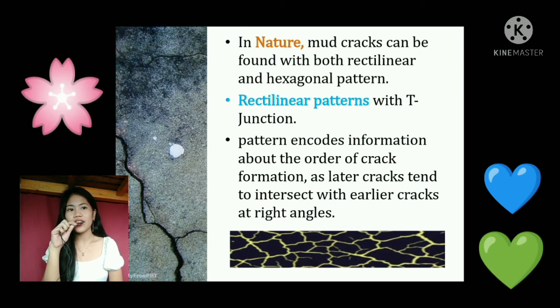In nature, mud cracks can be found with both rectilinear and hexagonal patterns. Rectilinear patterns with T-junction encode information about the order of crack formation, as later cracks tend to intersect with earlier cracks at right angles. So when we say right angles, it measures 90 degrees.